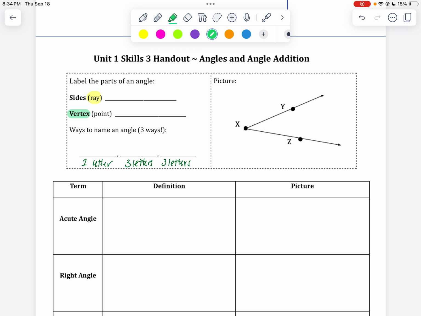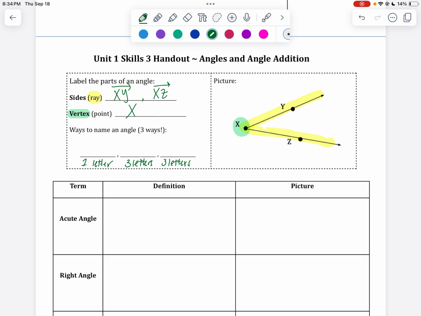Okay, so let's first label the vertex. I always like to start with the vertex. The vertex is in the middle. It is that common point, right? So it looks like I have vertex X. Okay, and let's look at the sides. The first side is my first ray, right? I can say that it's ray XY. And our rays have to have a little top hat of a ray. Same exact thing, I'm going to go in the opposite direction. My other ray is XZ.